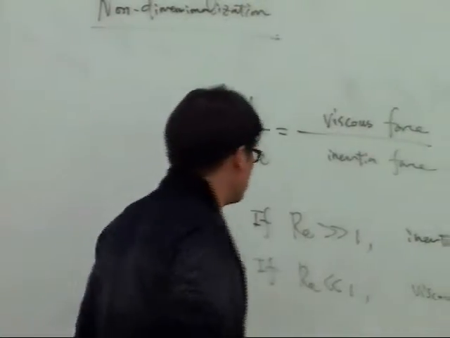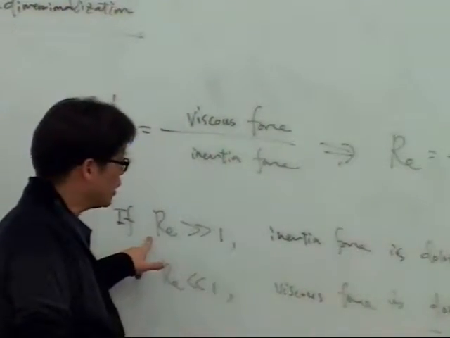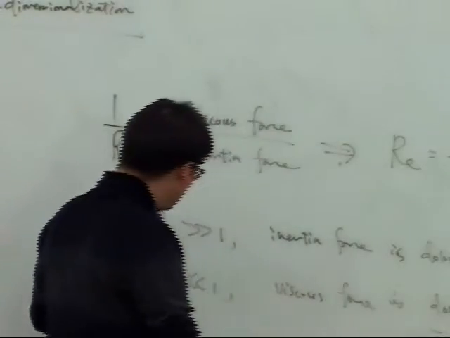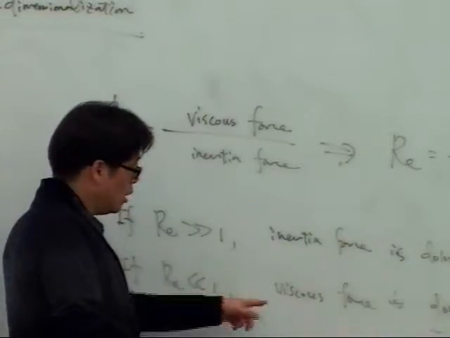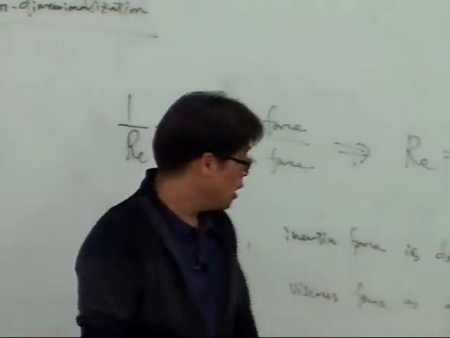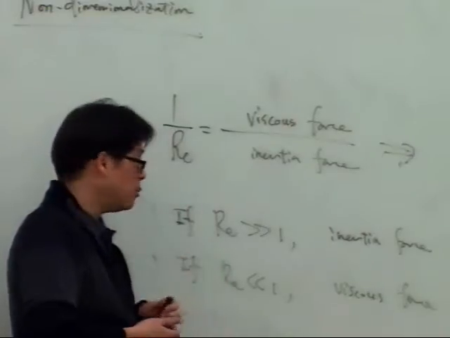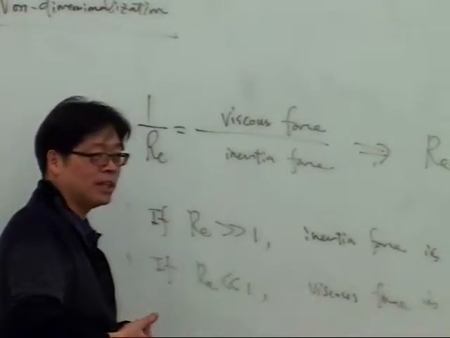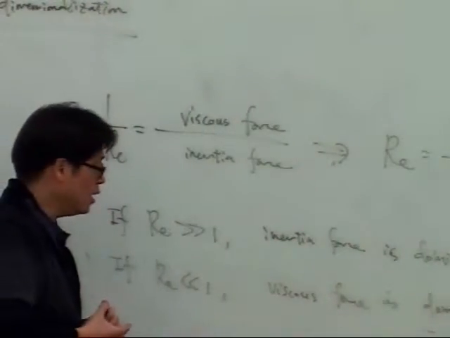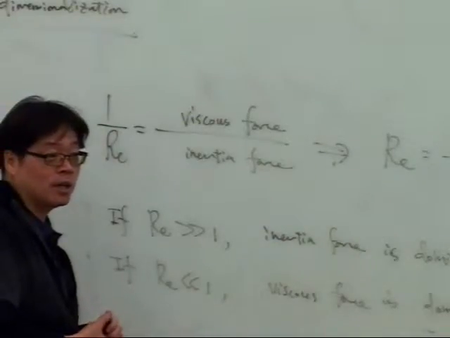So the next question is how large the Reynolds number should be so that we can neglect the viscous force, which is much smaller than the inertial force, or how small the Reynolds number has to be so that we can neglect the inertial force. There is no clear cut between this, but if the Reynolds number is like 10 to the 6th or larger, then we say the inertial force is much more important, so that we can neglect the viscous force.